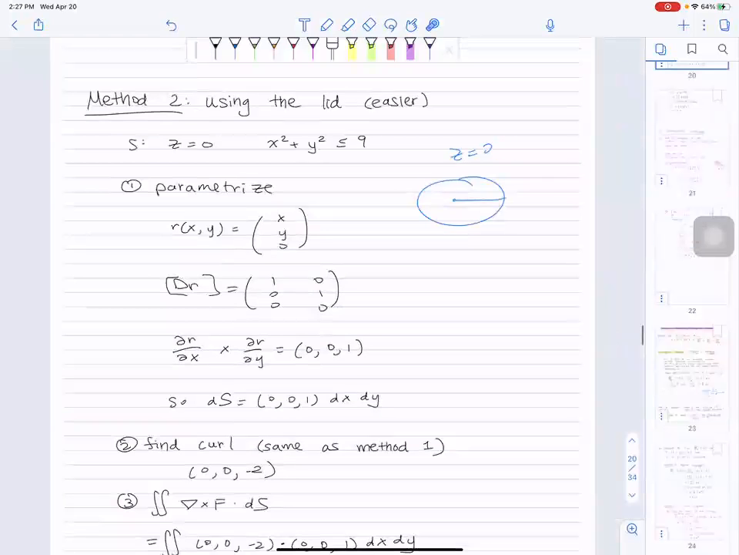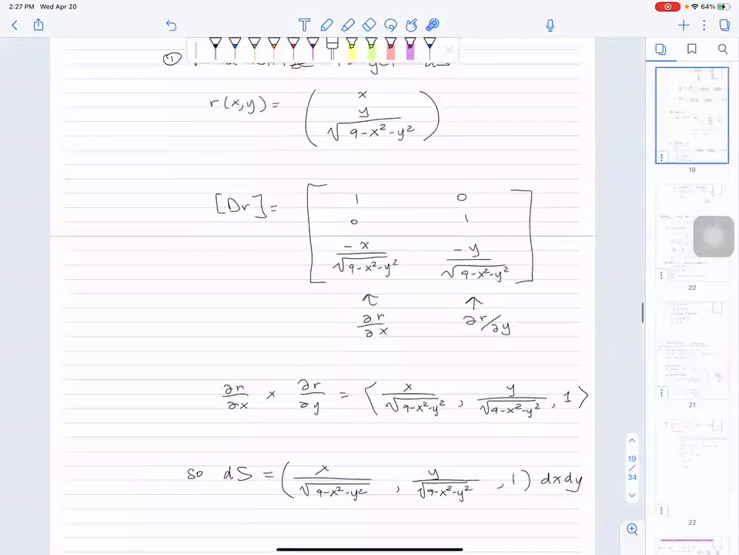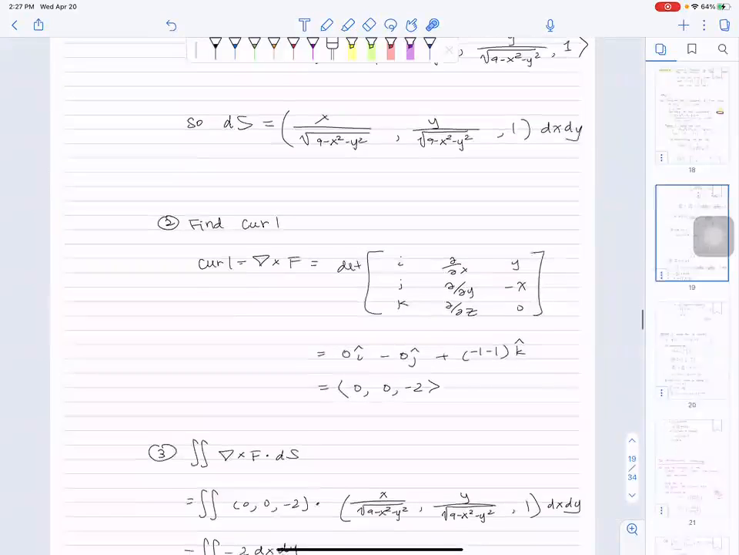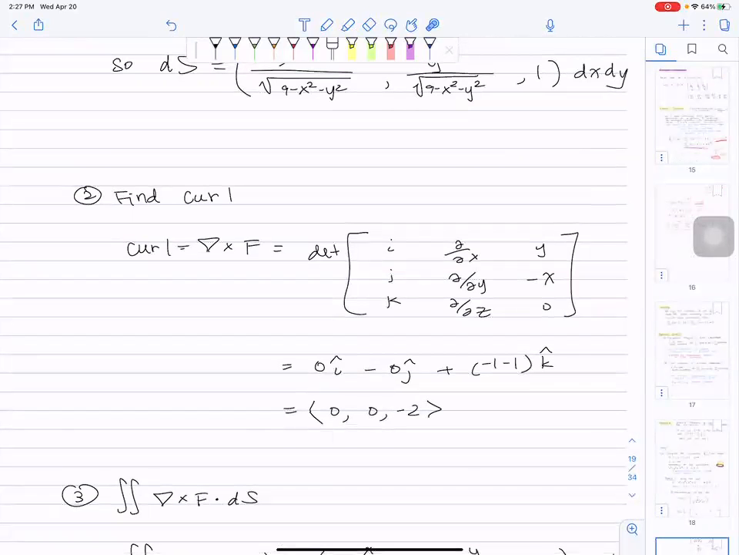Okay, then we need to find the curl. So how do we find the curl? To find the curl, what's the formula for curl? You don't have to memorize the formula.